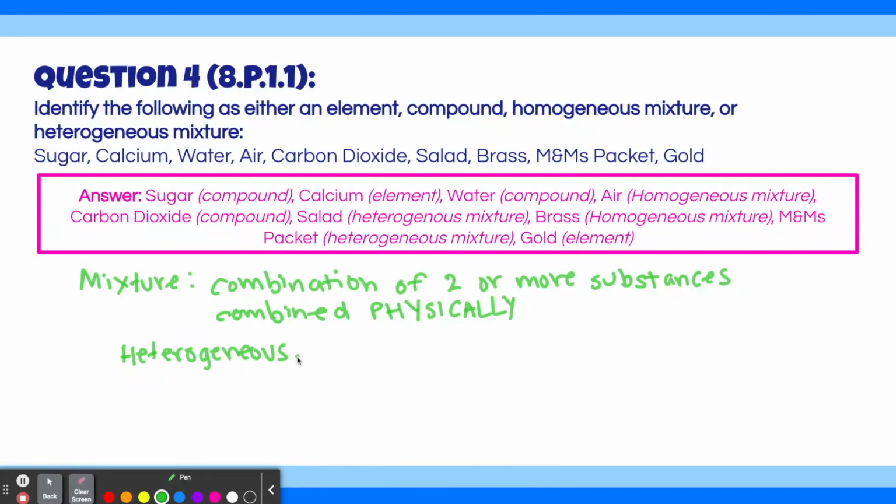These are long words. A heterogeneous mixture is one where the different parts of a mixture can be seen, and it does not have a uniform composition. Just because you take one sample of a heterogeneous mixture and it has this much of one substance and this much of another substance, that doesn't mean if you take another sample of the same mixture, it'll have the same amounts of each substance. So, not a uniform composition.